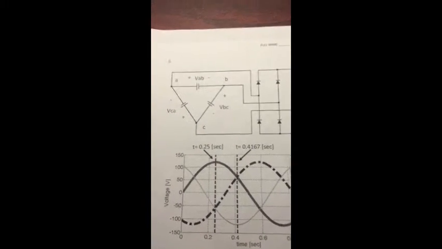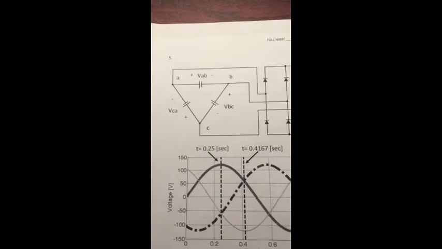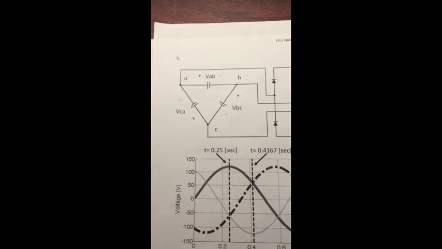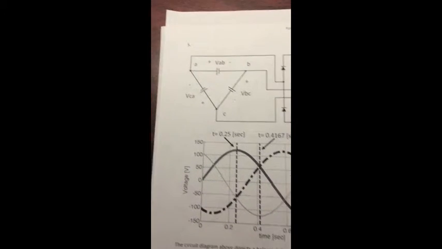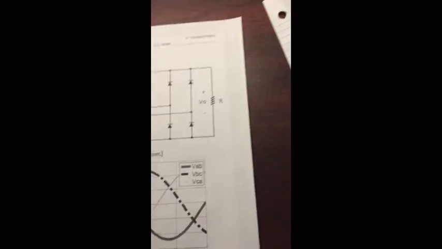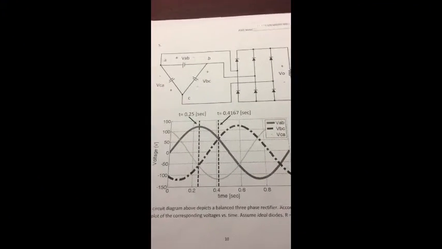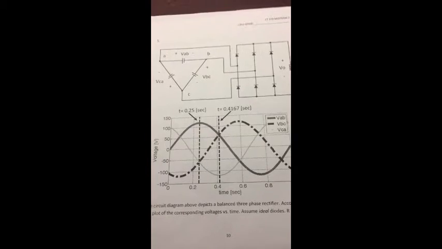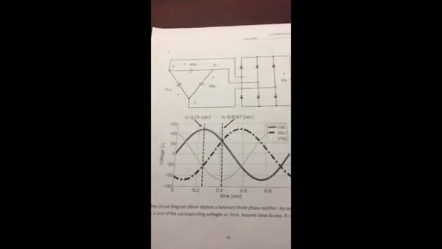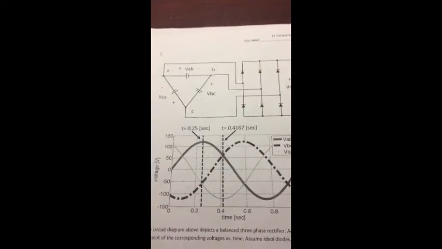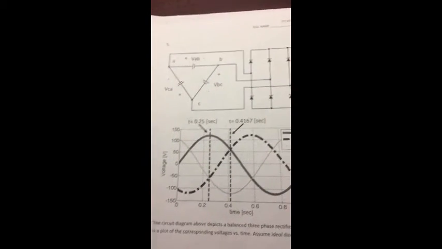The givens are VAB is equal to 120 volts, VBC is equal to negative 60 volts, and VCA is equal to negative 60 volts. And R is equal to 10 ohms. And all the diodes are to be assumed as ideal diodes. We're dealing with a balanced three-phase rectifier. This basically means that all the voltages have the same magnitude and their phases are a third, or 120 degrees, off. Also, we're using a three-phase rectifier to convert three-phase AC to DC.